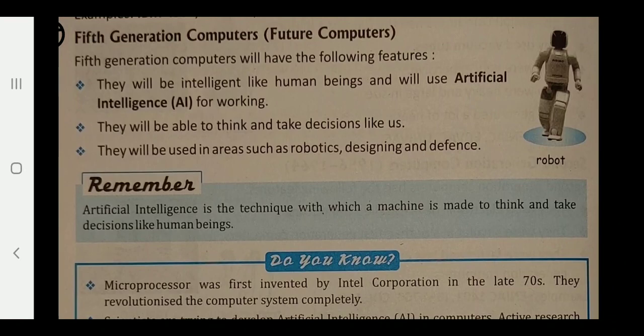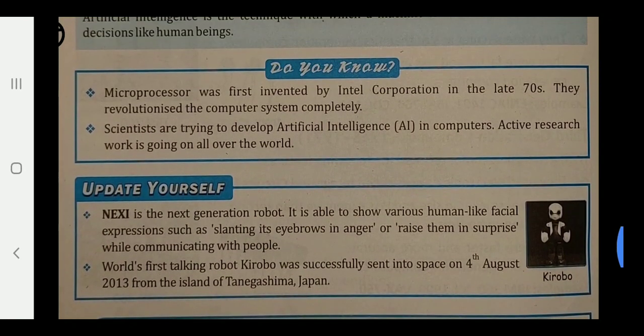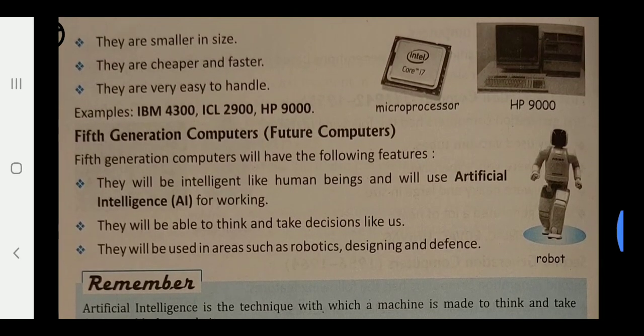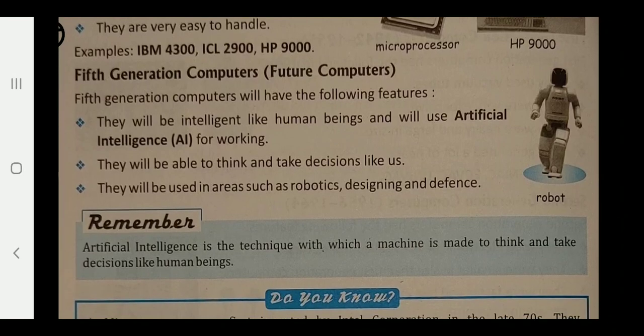When we come to fifth generation computer, it's totally automatic, or we can say a self-dependent device which works by itself. So children, in this way we have completed our first chapter with all the generations: first generation, second generation, third generation, fourth generation and even fifth generation. So in this video we have completed our lesson 1.